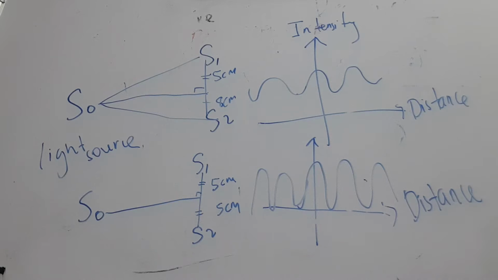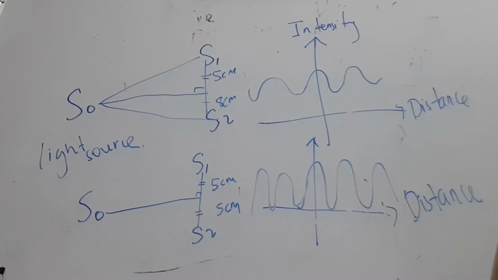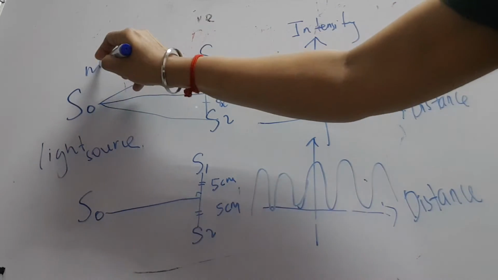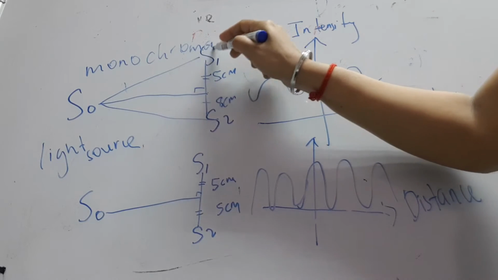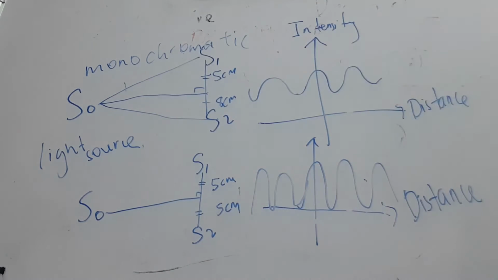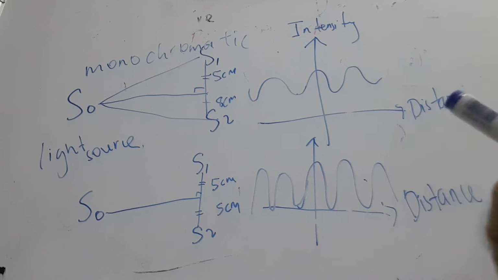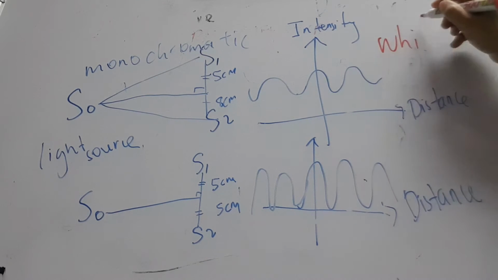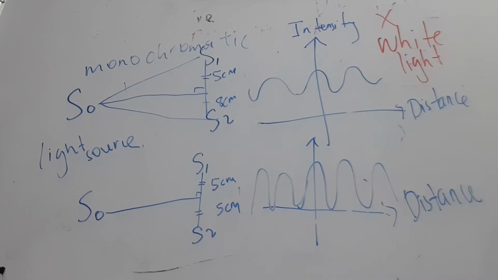Remember that the light source here must always be a monochromatic light source. Monochromatic light source means a light source with only one wavelength. You cannot use white light. Remember, in the exam you cannot have white light.